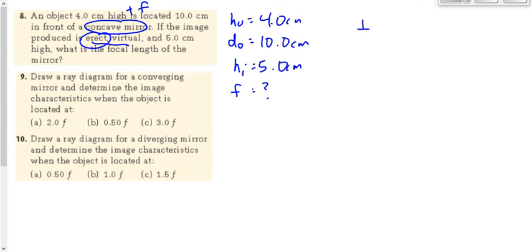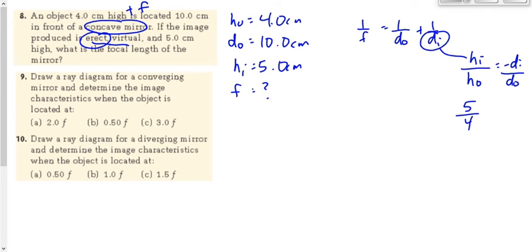I want to say 1 over F is equal to 1 over DO plus 1 over DI, but I got a problem here, and that is that I don't know what DI is. Anybody make a suggestion as to how I might find the value of DI here? Yeah, we know that M is equal to HI over HO, but HI over HO is equal to negative DI over DO. I know what HI is and HO is. It's 5 over 4. 5 over 4 is equal to negative DI over 10. And I think DI works out to be negative 12.5.